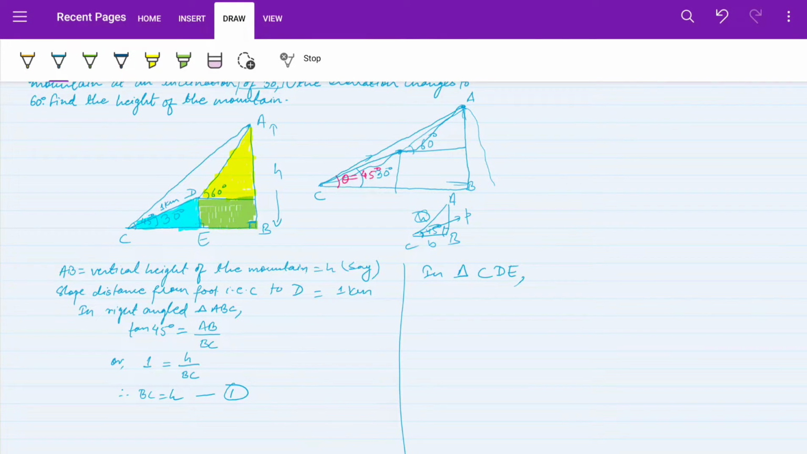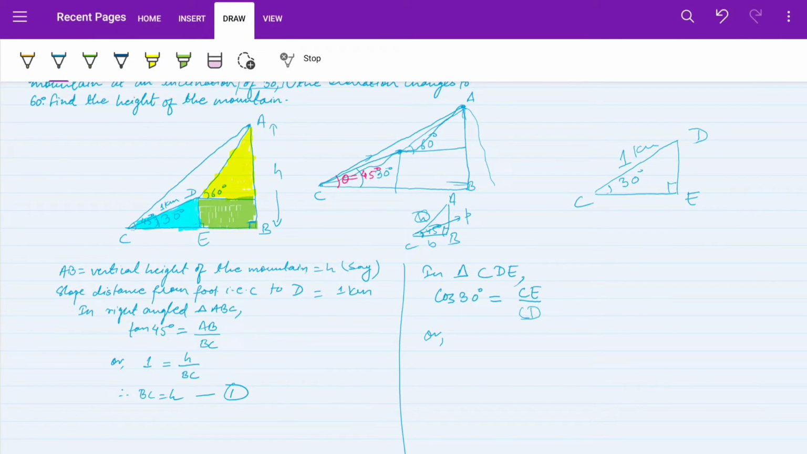So cos theta is better here, so let's take cos theta. Cos 30 degrees is base by hypotenuse. For this reference angle, perpendicular is DE, base is CE, so let's divide CE by hypotenuse in this right angle triangle. This is 1 kilometer, this is 30 degrees, this is C, this is D, this is E. Here it is 90 degrees, so cos theta is going to be base, that is CE, divided by hypotenuse, that is CD.